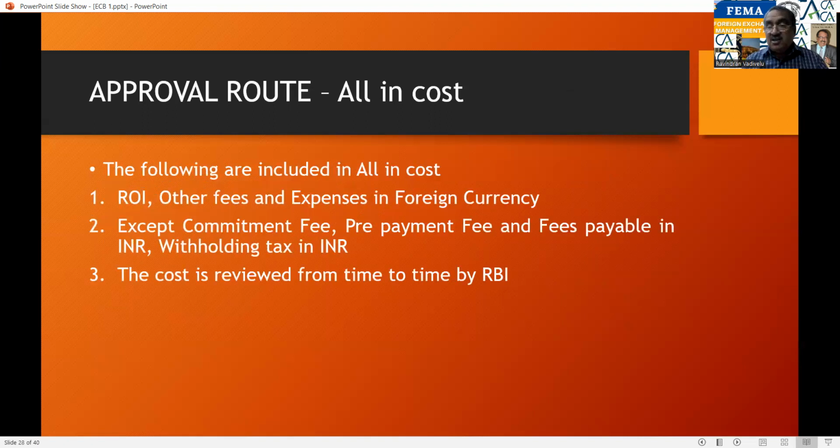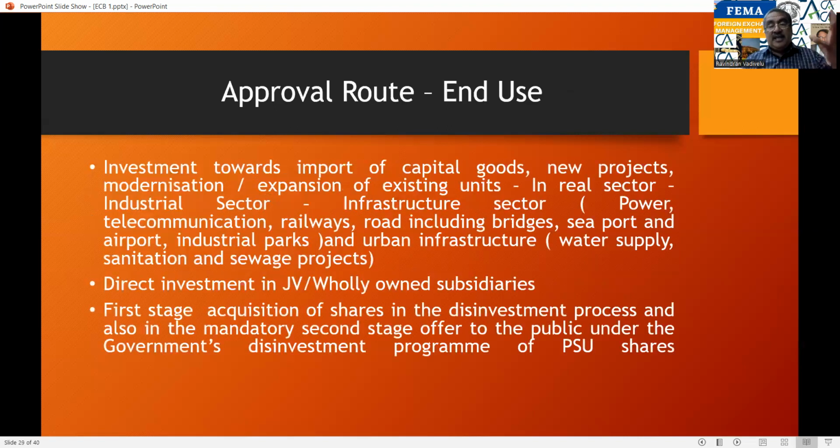That is, what are the costs include? Same cost which you have discussed in automatic route, that is rate of interest, other fees, expenses in foreign currency, but this excludes commitment fee, prepayment fee, fees payable in INR, withholding tax in INR, and this cost has to be reviewed by RBI from time to time. And what is the end use? Same thing which we have discussed in the automatic route.